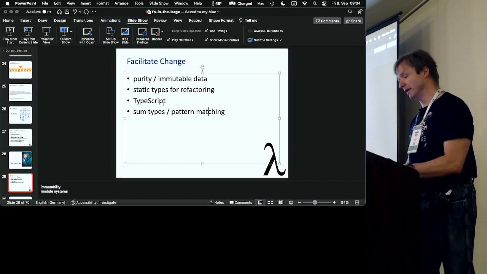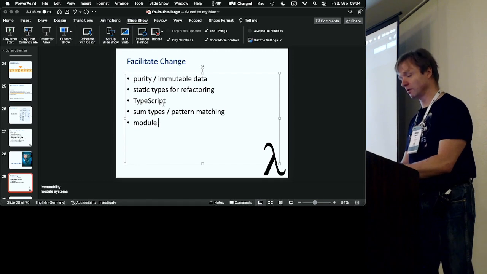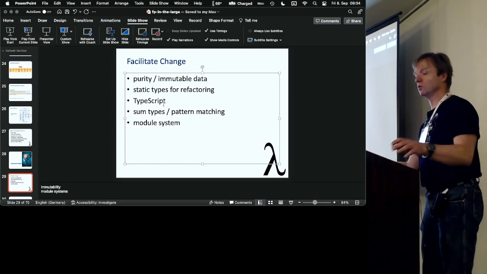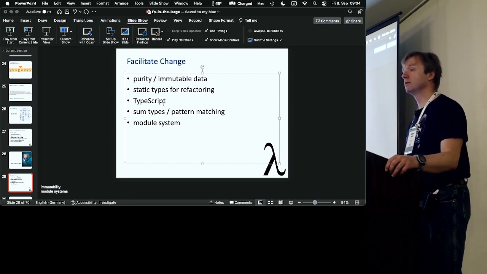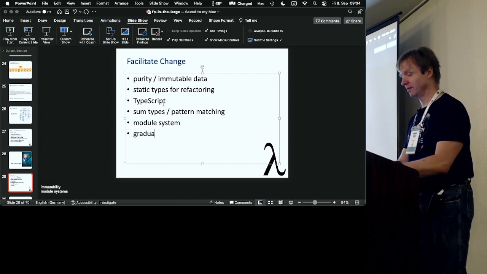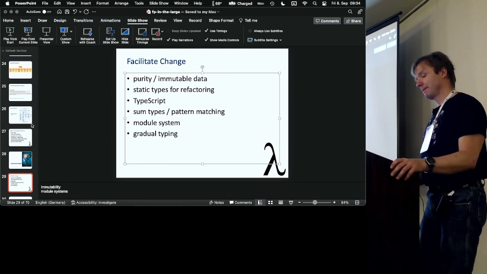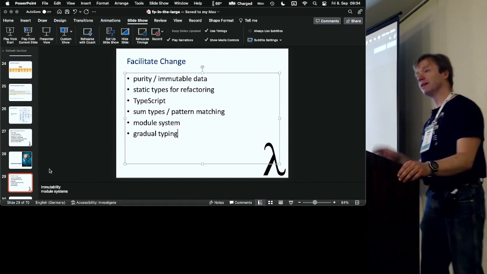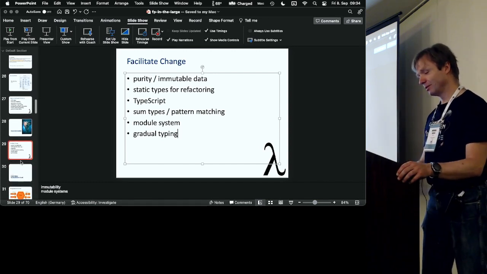And of course, again, the functional module systems, like the one in the ML dialects, contribute to facilitating change. Anything else? Gradual typing is important to have there. Okay. Long before TypeScript. Still, I'm just going to say, for the record, I'm still on the fence on that one. So not sure about that.